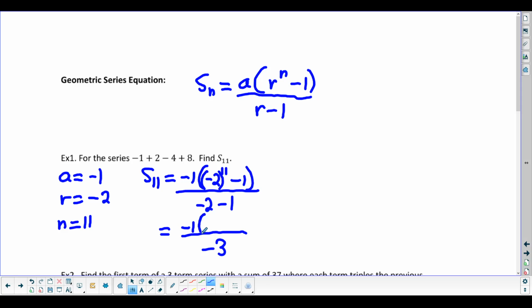So we got a negative 1 up front. Negative 2 to the power of 11. Take out our calculators. That is negative 2,048. And then we want to subtract 1 from that. Okay, so we get negative 1 times negative, do that subtraction, 2049 all over 3. And now at this point, I think I can plug it in my calculator. Do the multiplication on the top, divide by negative 3, and I get negative 680.